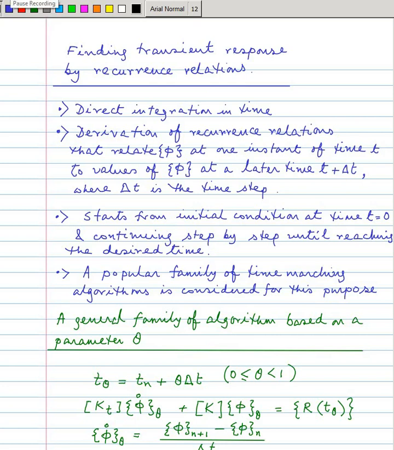In our last class, we saw finding transient response by mode superposition method. In this lecture, we'll see how to find the transient response using recurrence relation, which is actually coming from finite difference method.